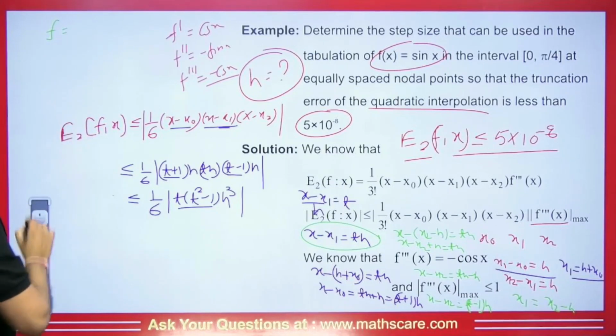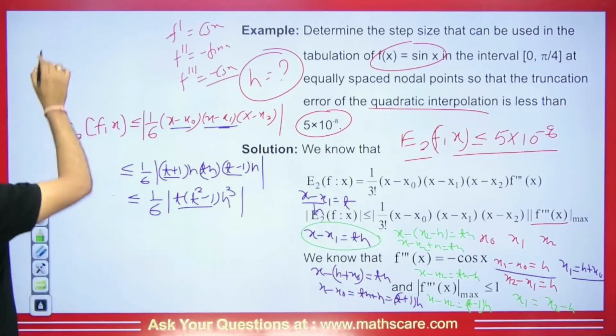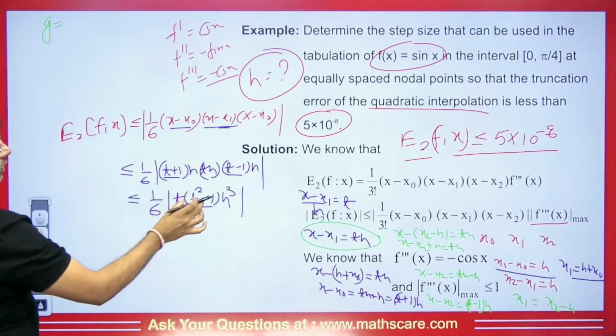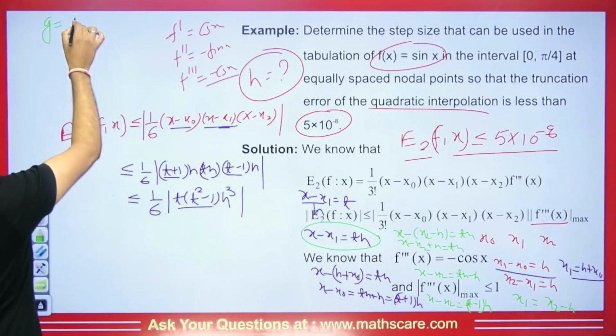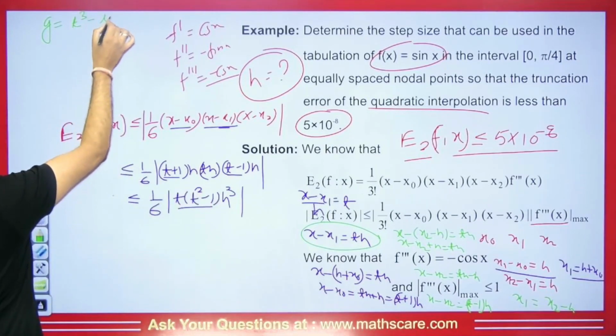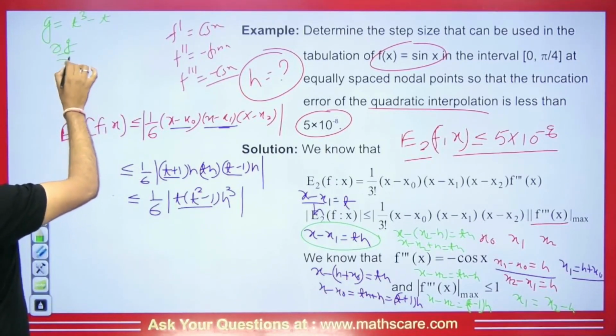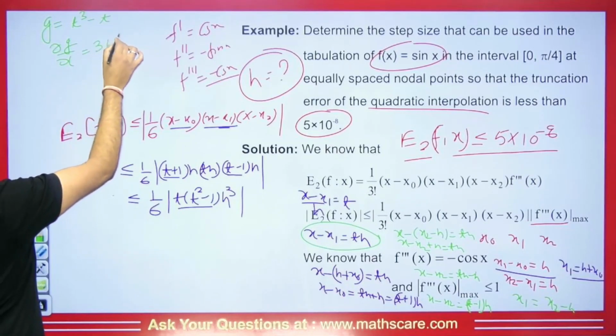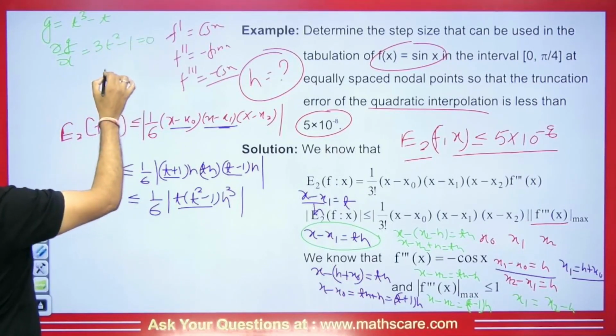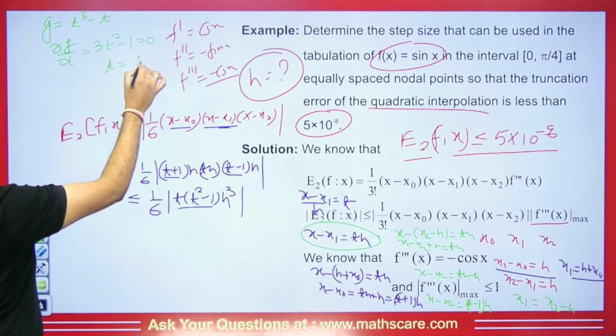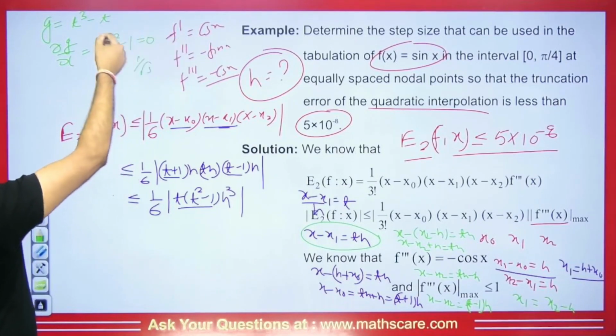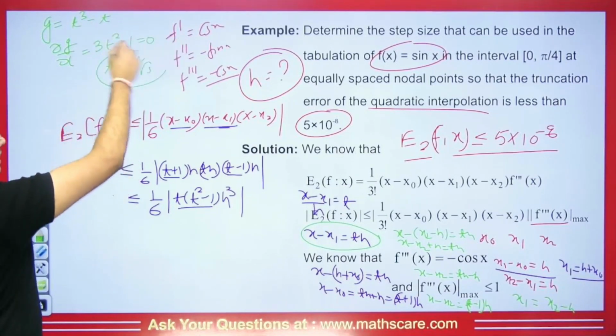Let's use g as f is taken. G is equal to t into (t square minus 1), so I will multiply it out. This will be t cube minus t. What are we going to do? We'll find del g by del t. This will be 3t square minus 1, and we keep it 0. So the value of t will be 1 by root 3. We take the root, so 1 by root 3 will come, right?